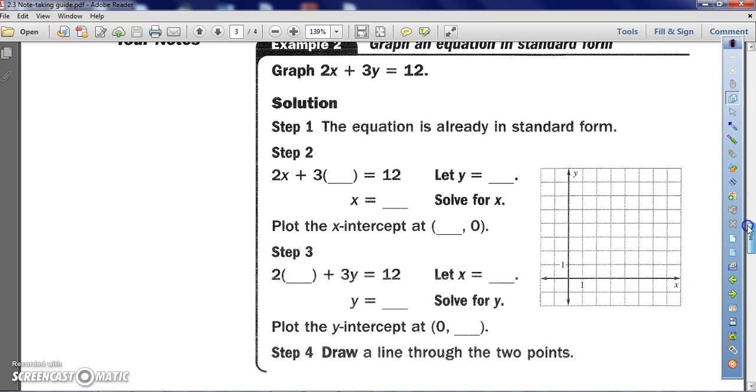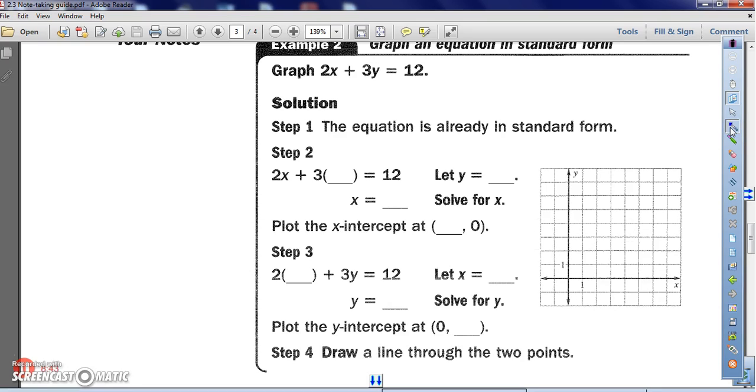2x plus 3y equals 12. Now there's a couple different ways we could do this. To find the x and the y-intercepts, well, first of all, to find the x-intercept, we could put in 0 for the y. Since 3 times 0 is 0, you just get 2x equals 12, which means x has to be 6. So if we let y equal 0, x is 6, that's the point 6, 0.